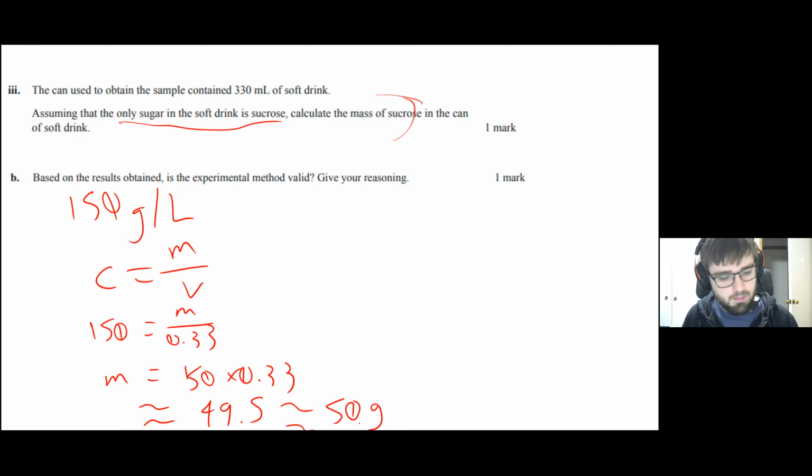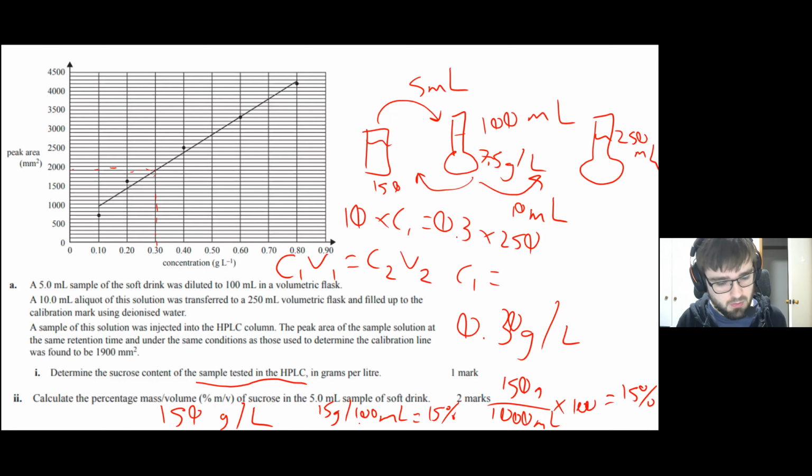All right. Based on the results obtained, is the experimental method valid? Give your reasoning. I really don't like this question. It's much easier to describe why something's invalid than to describe why it is valid. In terms of things that we could talk about here, we could say that it's used at the same conditions, so therefore it's valid.